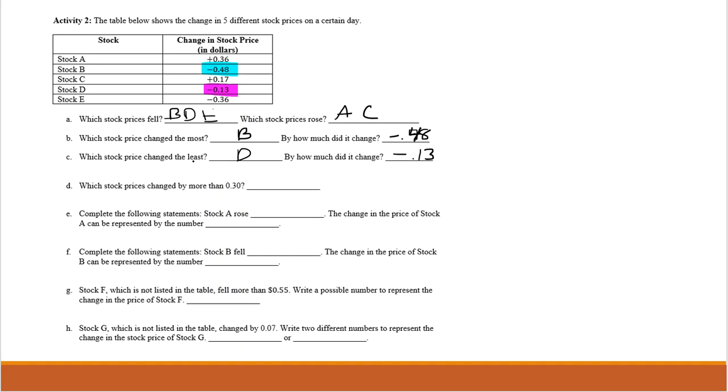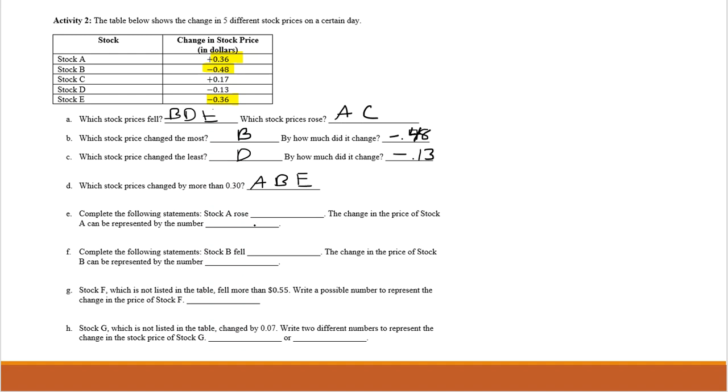Which stock prices changed by more than 30 cents? Okay, so as we look at these, the change in this one was 36 cents. The change in this one was a loss of 48 cents. The change in this one was a loss of 36 cents. So all of these changed by more than 30 cents. They either gained or they lost more than 30 cents. So that would have been A, B, and E.